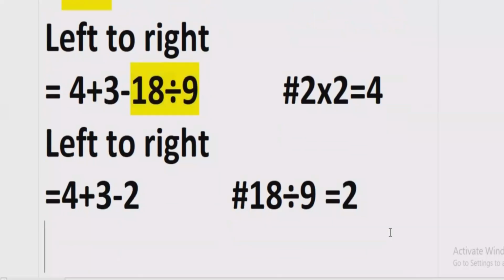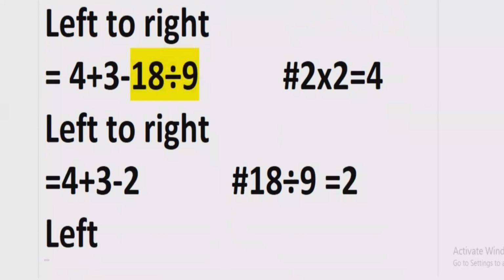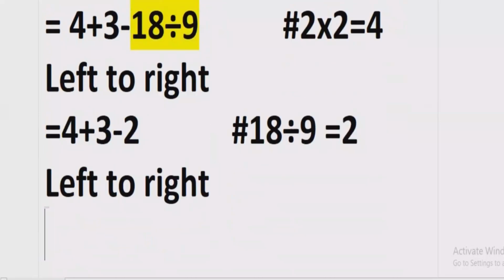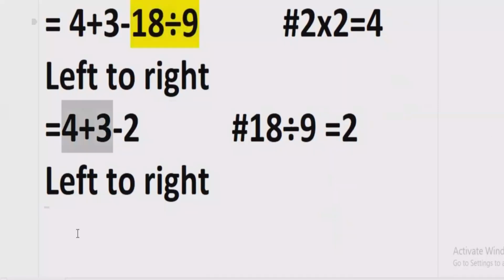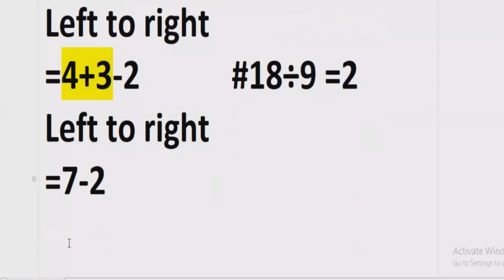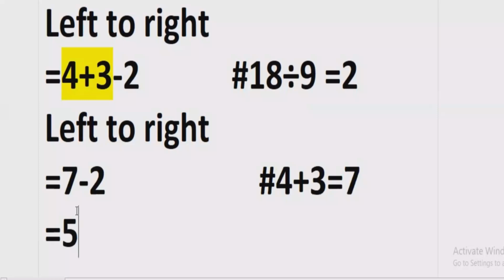Okay, now we have to move again left to right and see this part. First we have the addition. We will solve this part first. 4 plus 3 equals 7, minus 2 we will write as it is. In the end we have two terms which are subtracting from each other. So here we have 7 minus 2 equals 5. So the answer of the given expression is 5.